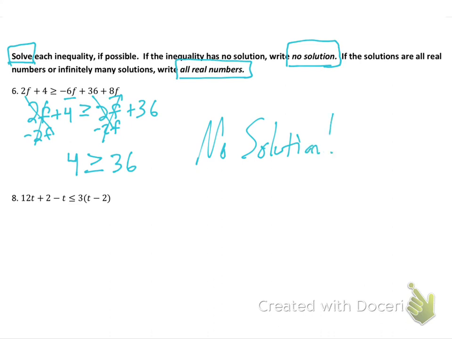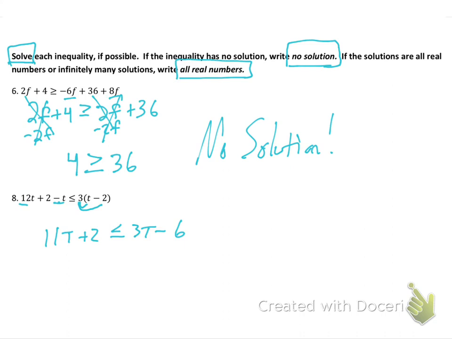All right, so now let's go to the next one. Remember, we're going to have to do some things first. We're going to just distribute. And then on the left side, we're going to have to combine some like terms. Okay? So if I combine the like terms on the left side, that'll be 12t minus 1t, so it'll be 11t plus 2 is less than or equal to 3t minus 6. So again, all I did was distribute and combine like terms.